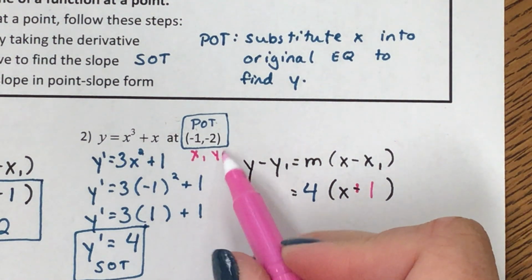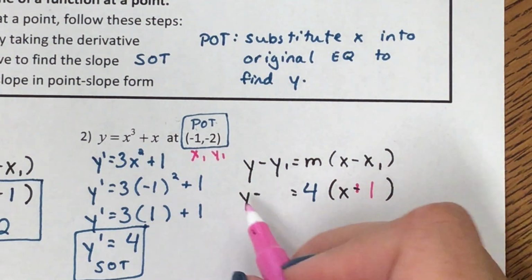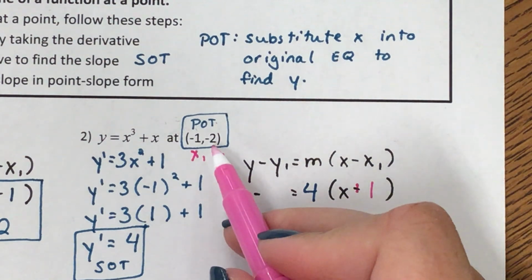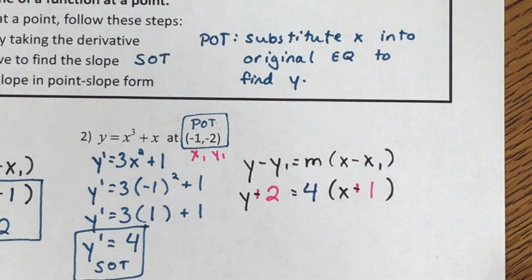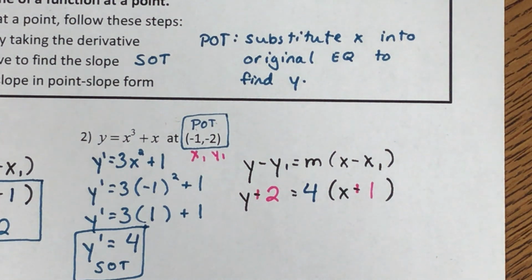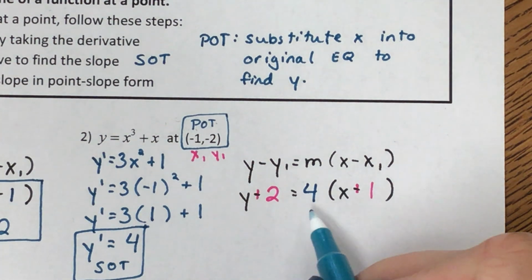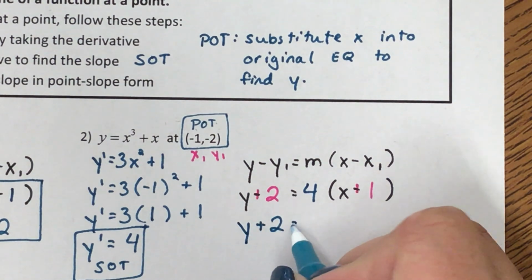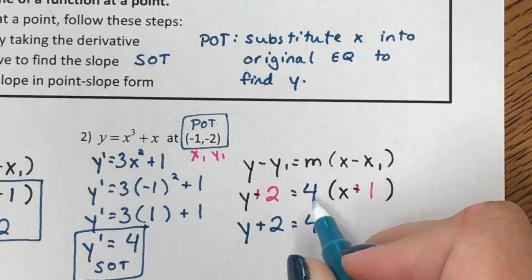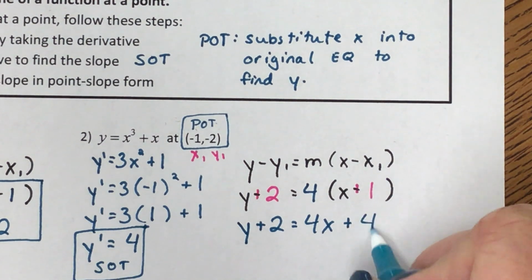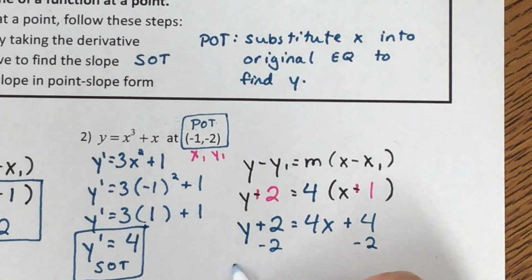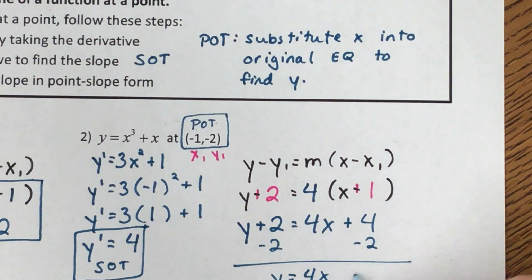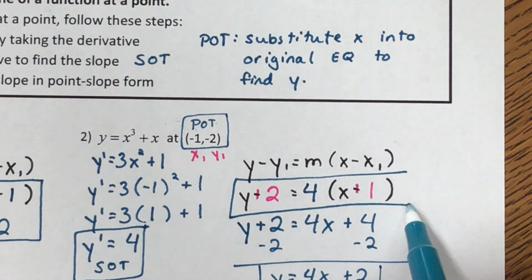Same kind of deal happens over here with y1. y1 is -2. Y hangs out with y. -2 becomes a +2. If the problem were to say that you have to put it in slope-intercept form, you would distribute the 4 and then subtract 2 from both sides. Let's go ahead and do it because it won't take very long. 4 times x is 4x. 4 times +1 is a +4. And then subtract 2 from both sides. Y equals 4x plus 2. So this is a valid answer, and this is a valid answer.